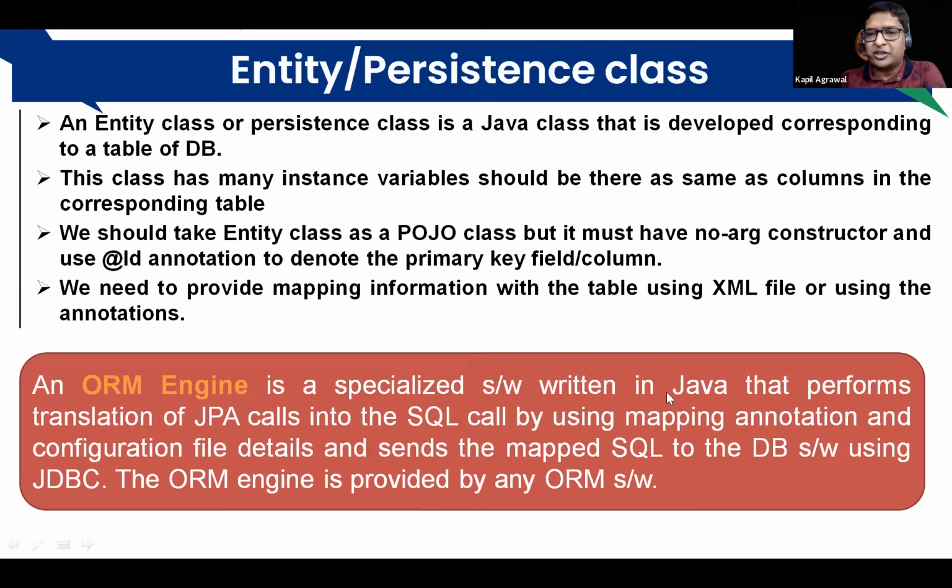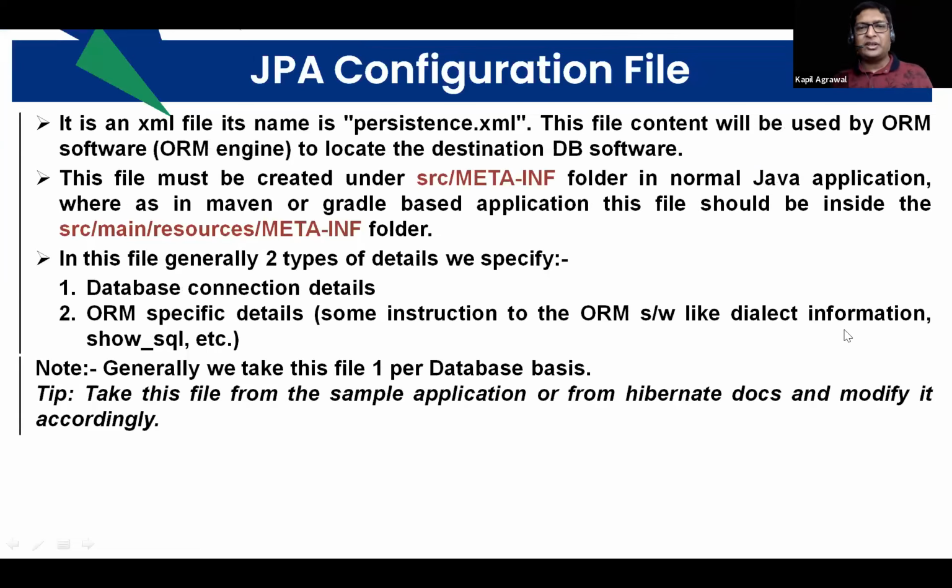Then see. An ORM engine is specialized software written in Java that performs translation of JPA calls into SQL calls by using the mapping annotations and configuration file details, and sends the mapped SQL to the database software using JDBC. The ORM engine is provided by any ORM software. So can I say that whatever magic we are talking about, all the magic is internally done by the ORM engine? Yes or no? Simple thing. You can think of the ORM engine very much like Hanumanji of the Ramayana. He is doing everything. So the ORM engine is responsible for doing every job for you.